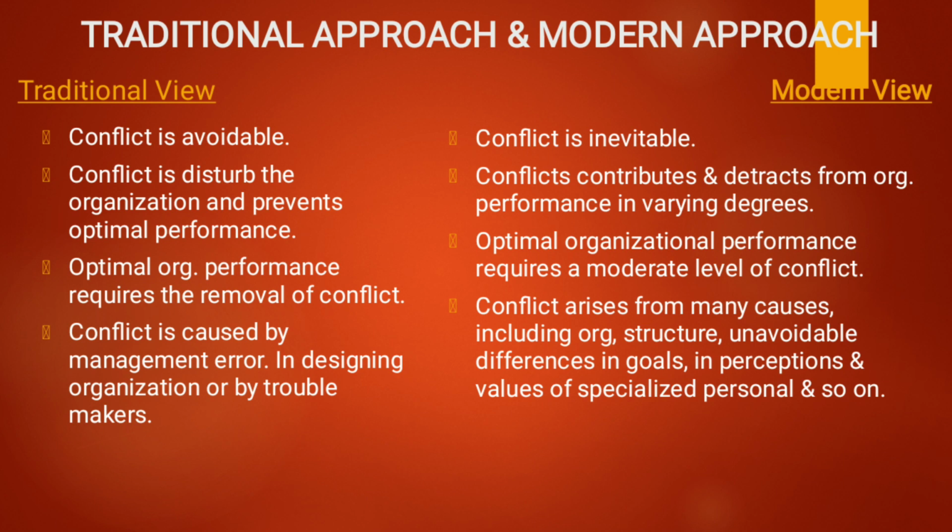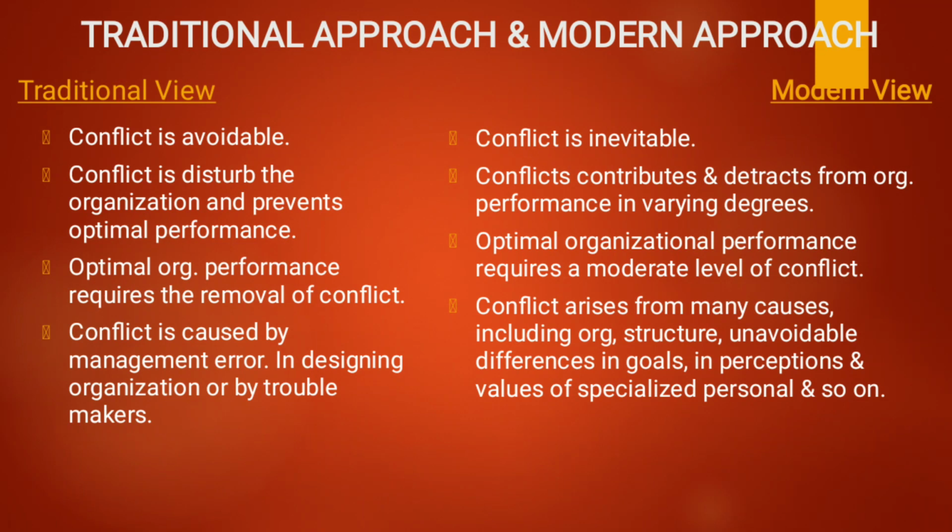Differences between traditional approach and modern approach. Traditional view and modern view. In the traditional view, conflict is very avoidable, whereas in the modern view, conflict is inevitable. Here, in the traditional view, conflict disturbs the organization and prevents optimal performance. In the modern view, conflict detracts from organizational performance in varying degrees.